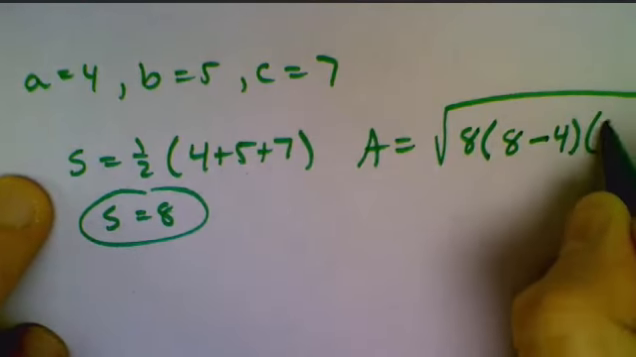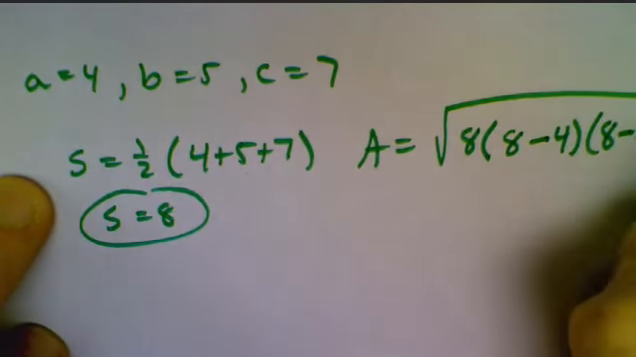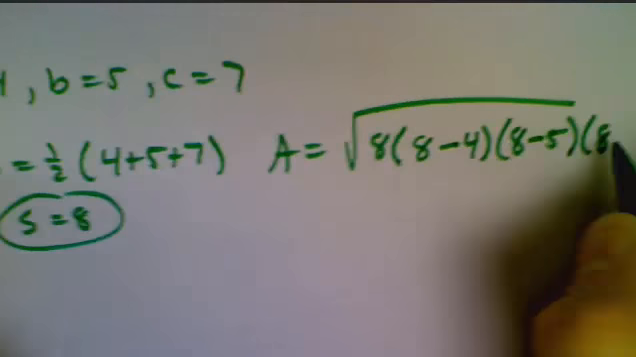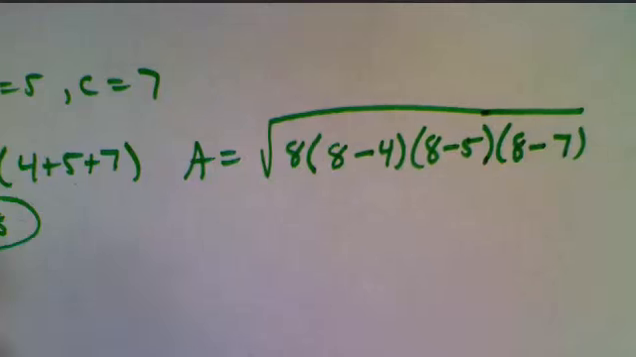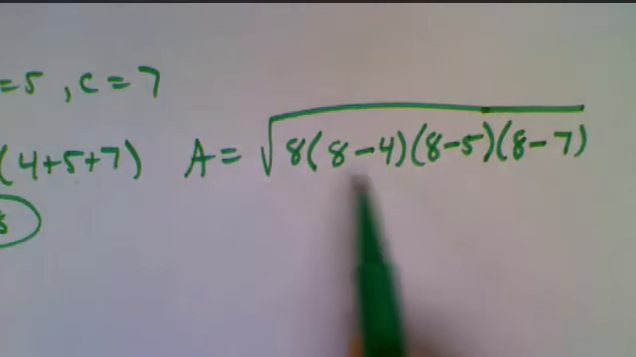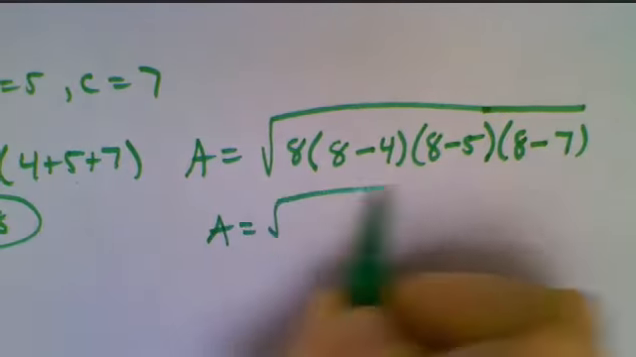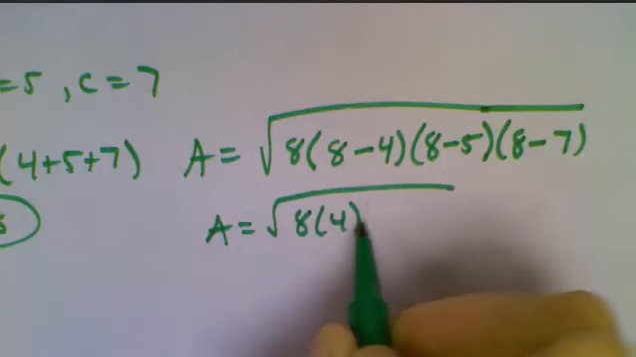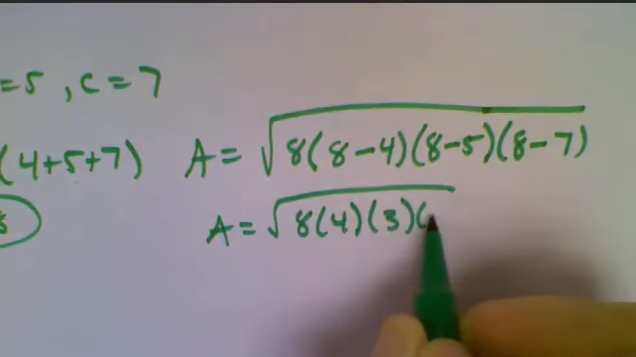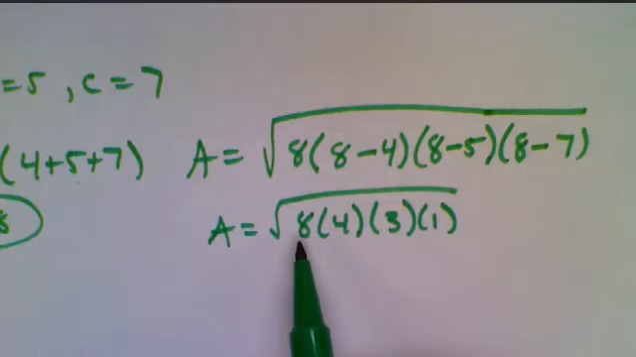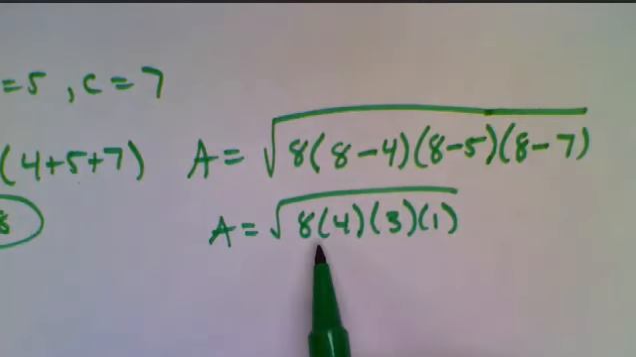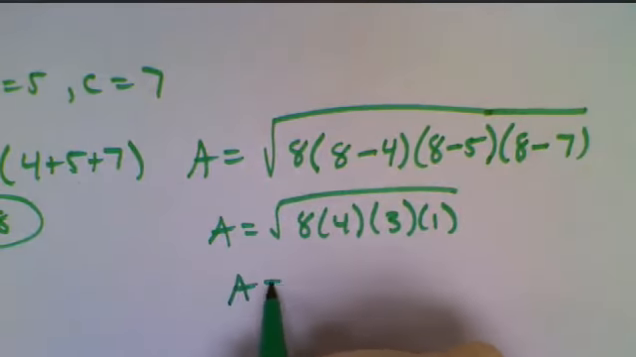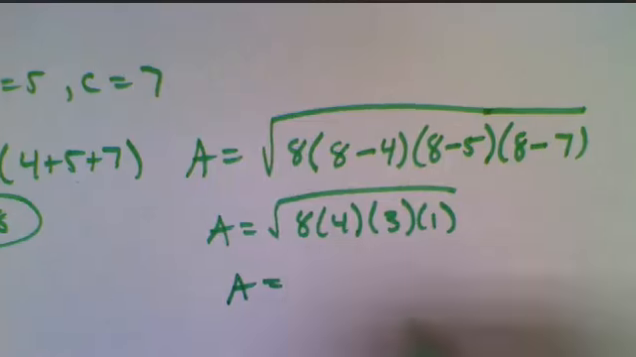because that's a, times s minus 5, because that's b, times s minus c, which is 7. Now I don't need to see that particular step. If you want to say right away that it's the square root of 8 times 4, if you want to put that, but I would like to see that step at least. So I know that you found s, and then I know that you've got s minus a, s minus b, s minus c. So if you want to show me that step, that's fine. Then give me what that answer is. Again, I don't need to see the rest of the work.